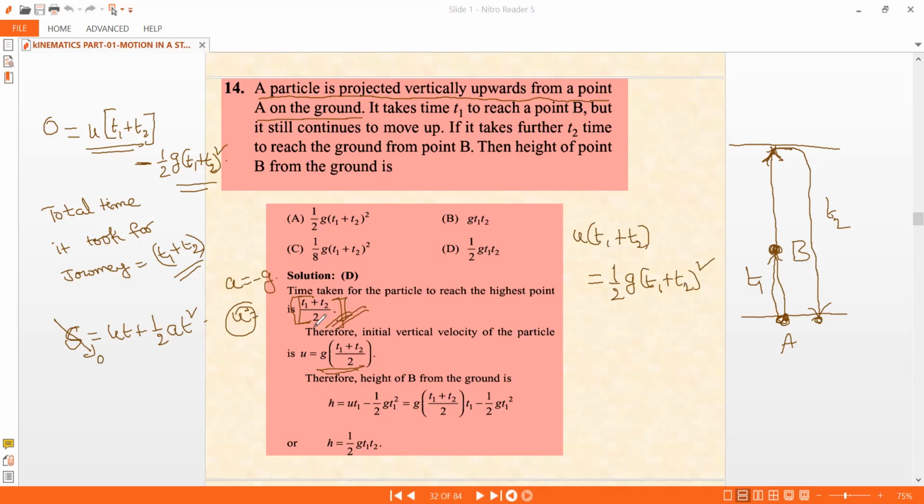How we get (t1 plus t2) by 2, that also we'll see. So maximum height, yes, we will get it. You'll understand this. T1 and T2, these are gone. And now you have the equation u is equal to half g (t1 plus t2). So that equation we got in this method also. So half g (t1 plus t2), the same equation we got in this method also.